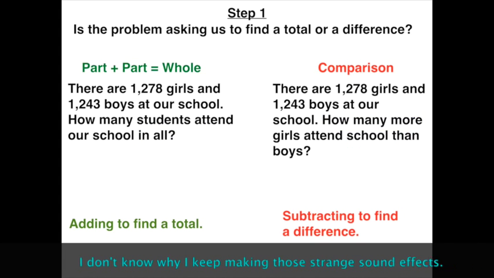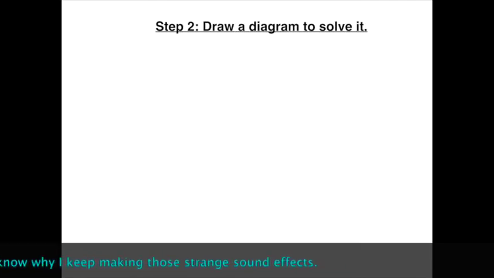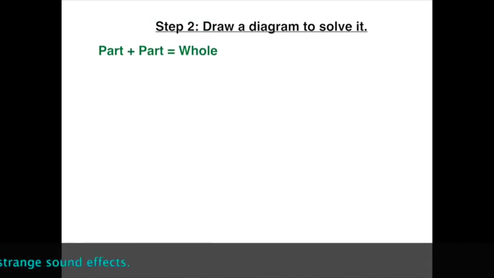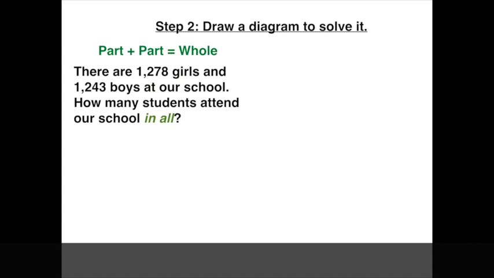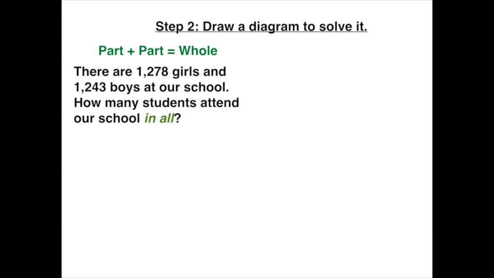Step 2. We're going to draw a diagram to solve each kind of problem to show you what it looks like. Remember, our first one was a part plus a part equals a whole. Adding. Here's our same problem. There are 1,278 girls and 1,243 boys at our school. How many students attend our school in all? Well, how can I draw a diagram?